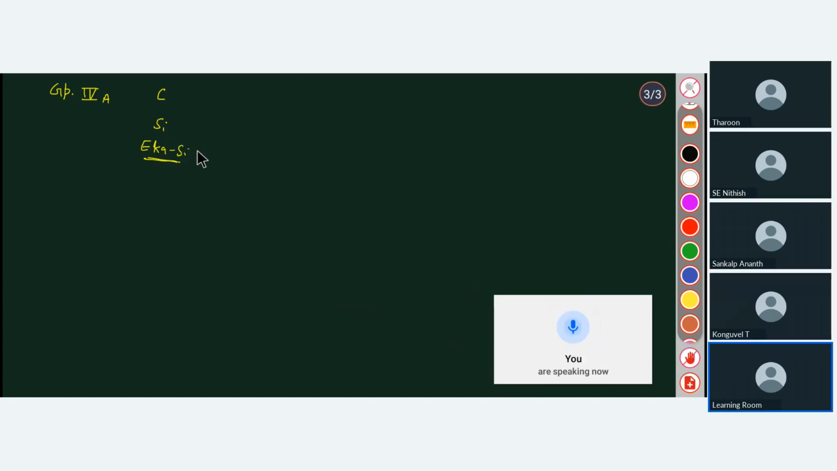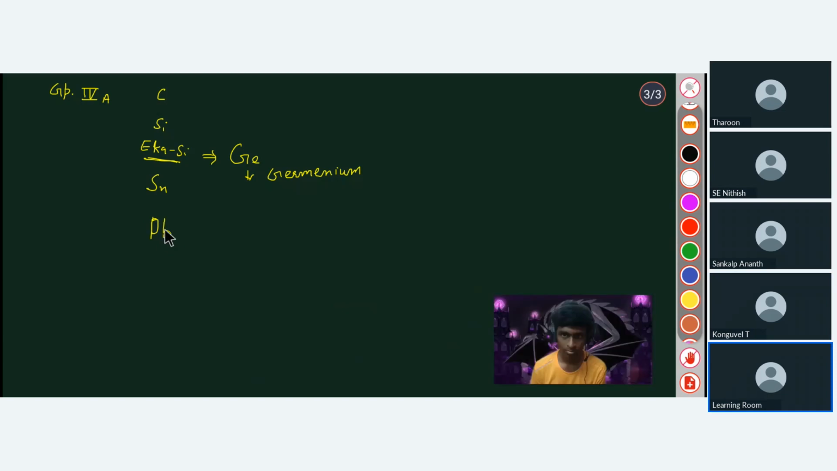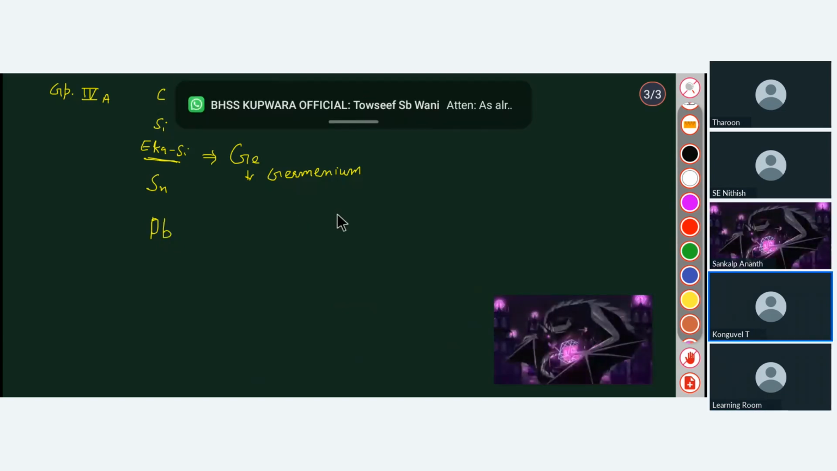What is Eka silicon? After silicon it is germanium. So Ge. G is for Germany. It is group wise. Carbon, silicon, then germanium, then tin, then lead, Pb. So that means Sn is tin, right, sir?